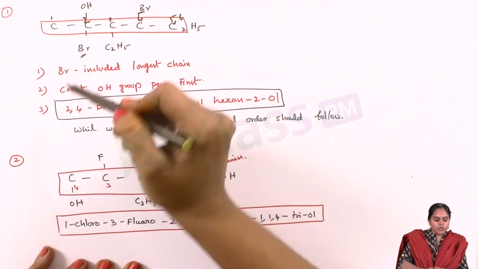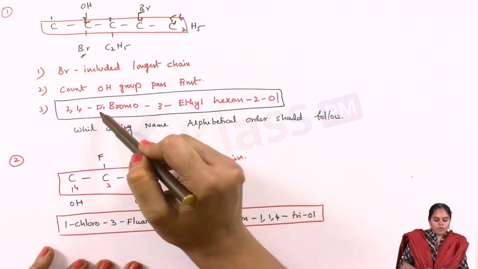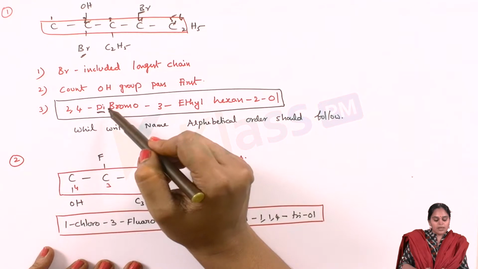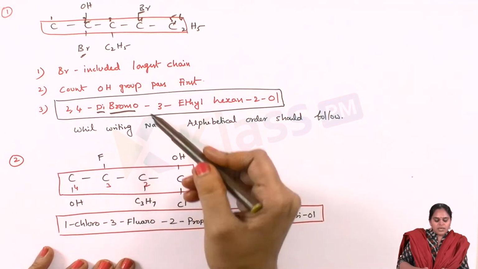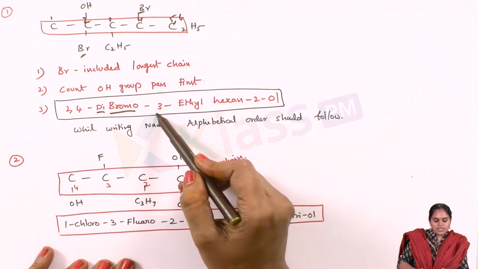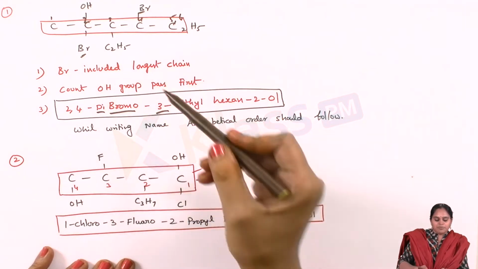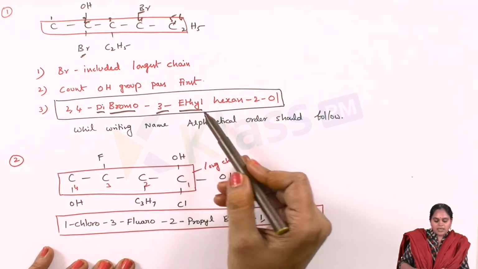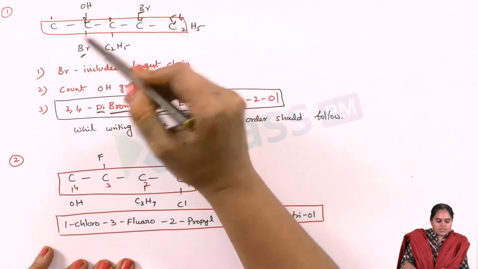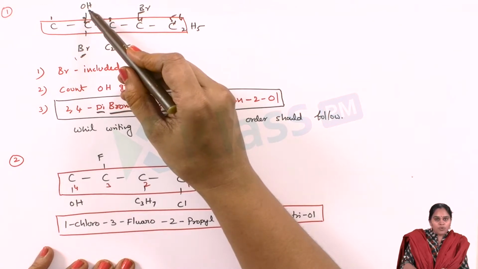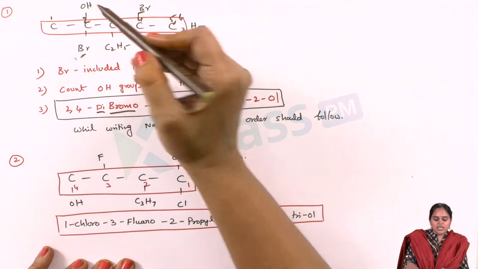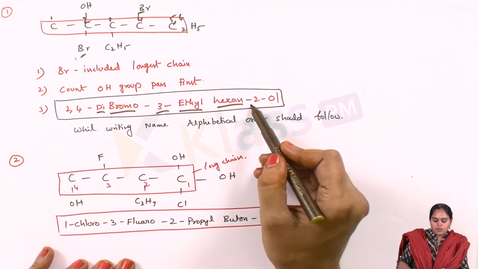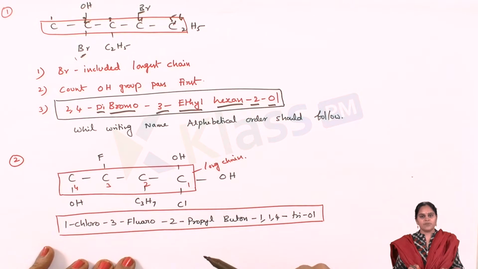On which positions? 2 and 4. Dibromo, two bromos are there, so the numerical prefix for the 2 is dibromo. Then in the 3rd place, what is there? That is ethyl, C2H5, so 3-ethyl. And then this one is covered, this one is covered, this one is covered. And one OH is added: hexan-2-ol. Where is this OH added? 2. So hexan-2-ol. This is the way you have to identify how to give the naming.